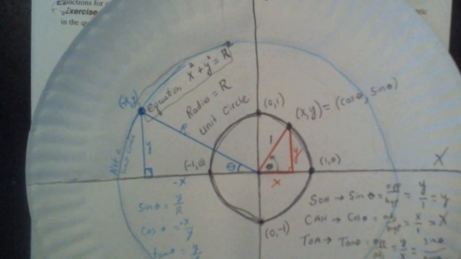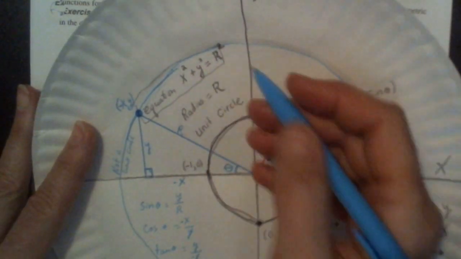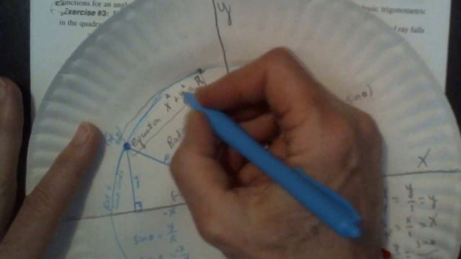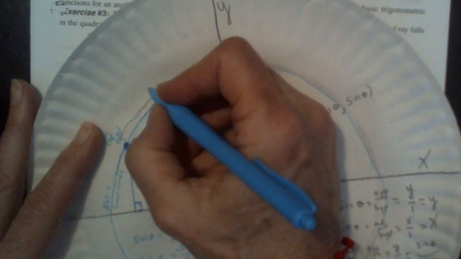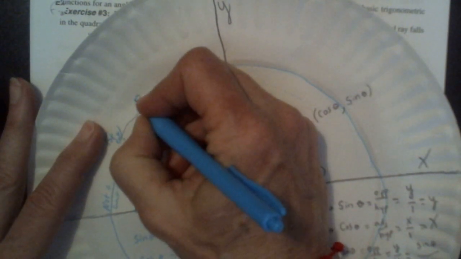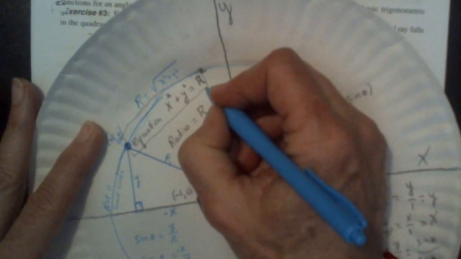The equation of this triangle is x squared plus y squared equals r squared. You can also take the square root of both sides. If we need to find this radius r, we can say that r is equal to the square root of x squared plus y squared, taking just the square root of both sides.